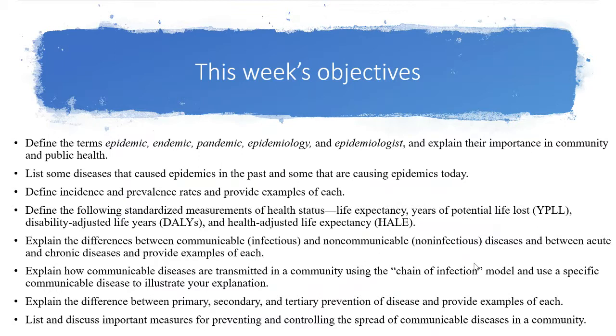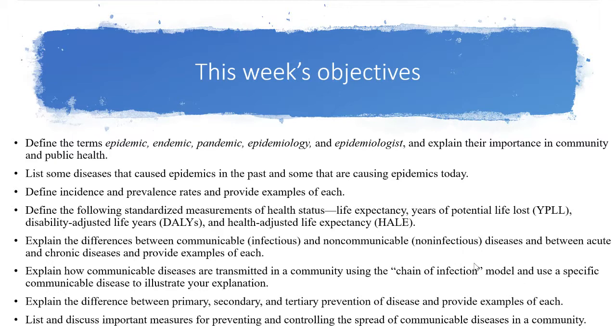We will also define the following standard measurements of health status, which include life expectancy, years of potential life lost, disability-adjusted life years, and health-adjusted life expectancy. We will also go over the differences between a communicable disease and non-communicable disease. And we'll talk about how communicable diseases are transmitted using the chain of infection model.